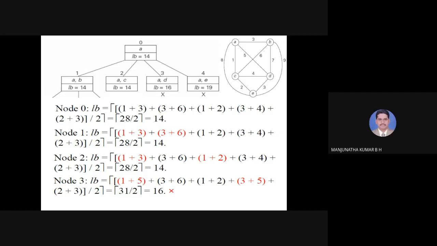Now, node 3, it is 16. Let me explain how it is 16. When you are calculating the value of node 3, I have taken the two cities AD. So you observe here the equation. First term in the red color, fourth term is in red color. First term related to A, fourth term related to D.